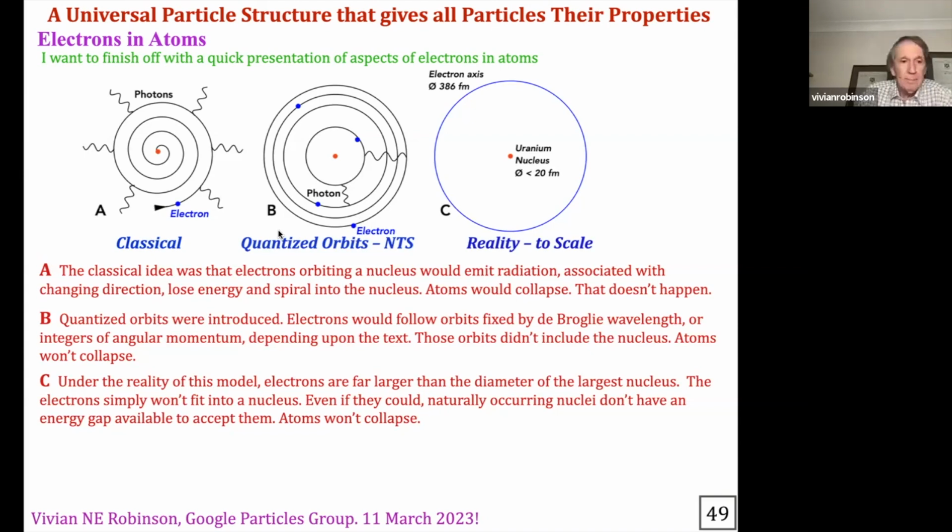Yes, well, maybe. But the reality, under this model, is that electrons are larger. The diameter of an electron at rest is 386 fm. That of even the largest uranium nucleus is only about 20 fm. I mean, it just won't fit. You can't put it there.